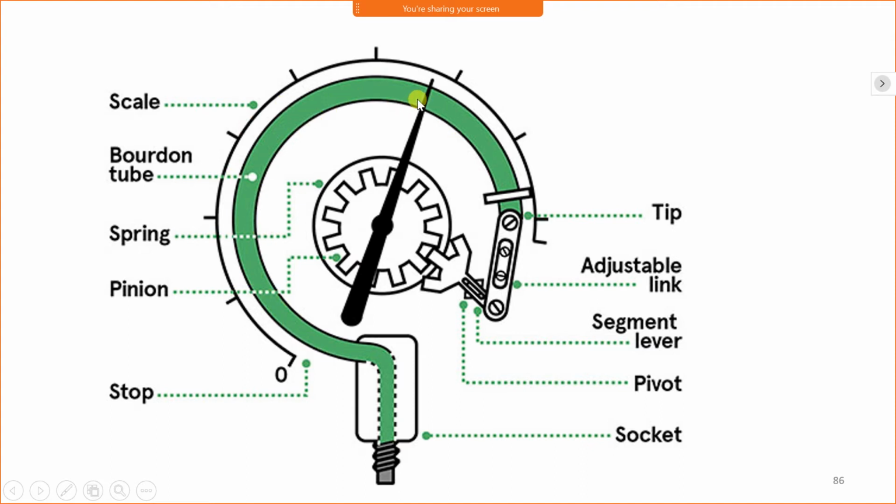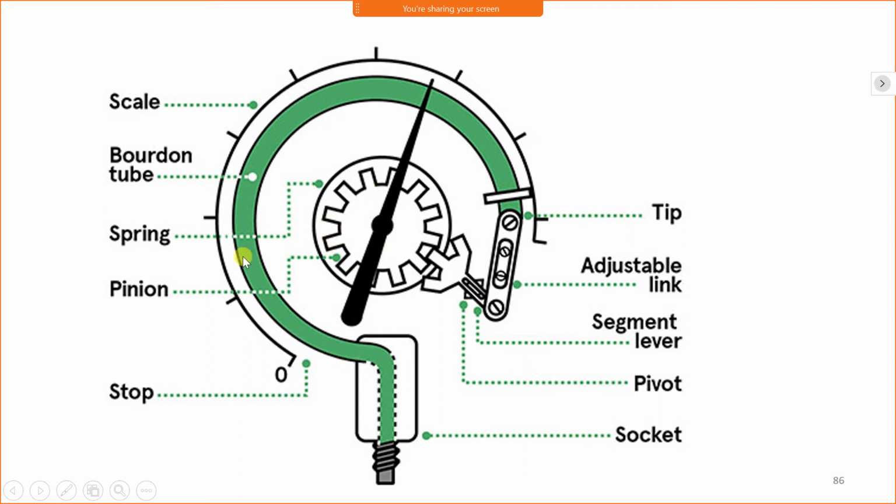At one end of the rubber tube there is a socket which connects to the boiler shell, and at the other end it is connected with a sector gear through an adjustable link. This sector gear is in mesh with a pinion, and the pinion is mounted on a spring. The pointer is mounted on the pinion.